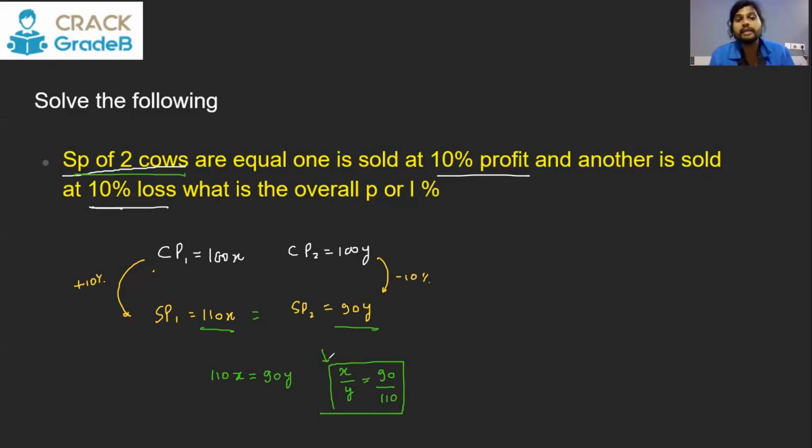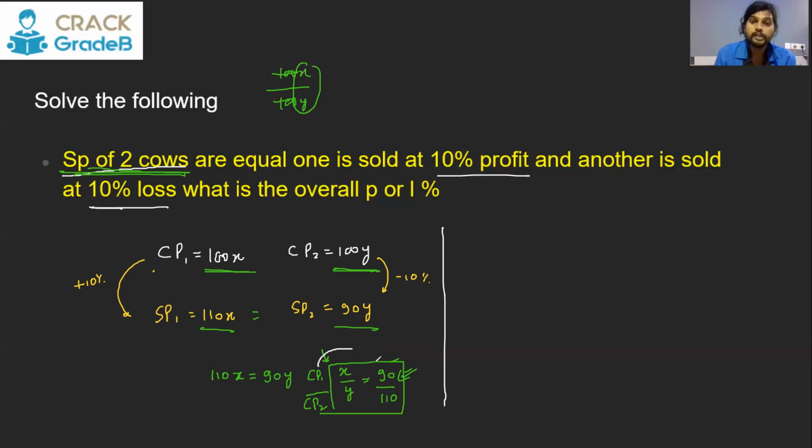This ratio is very, very important for all such questions where selling prices are equal, because this ratio is nothing but the ratio between the cost prices. If I ask you, what is the ratio between cost price 1 and cost price 2? You will say 100x upon 100y. 100 can get cancelled. What remains is x upon y. And that is what we have now. So this is nothing but the ratio of cost price 1 and cost price 2. That means we can start the situation again, considering cost price 1 as 90 and cost price 2 as 110. So the cost price of the first cow is 90, the cost price of the second cow is 110.